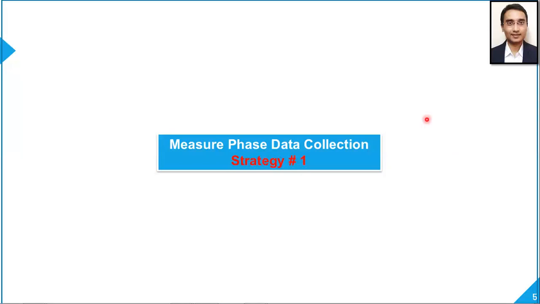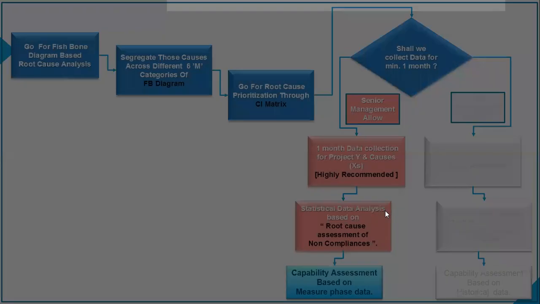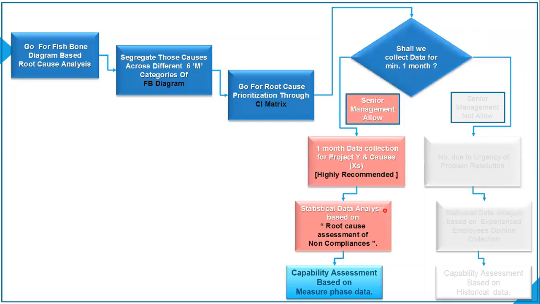Major phase data collection strategy one, as we discussed. So let's go to the next slide. We have already seen this pathway of patterns of data collection. And right now we are in this particular part, when senior management is allowing us to collect major phase data for project Y and critical Xs or critical causes. So let's go to the next slide and try to understand how we are going to collect the data.